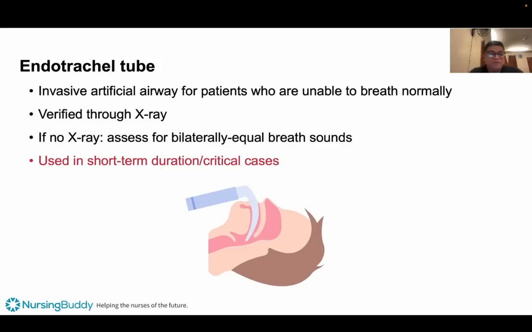Okay? So another concept, kapatid, is your endotracheal tube. So endotracheal tube is an invasive artificial airway for patients who are unable to breathe normally. Okay? So it's like the famous thing that we have in the country, we call it intubation. So you don't need to become masters in intubation because we will not be doing this. But what you need to know is why this is given to your patient. So it's an invasive artificial airway for patients who are unable to breathe normally. Because they cannot breathe normally through their normal breathing pattern, we need to put them in intubation.